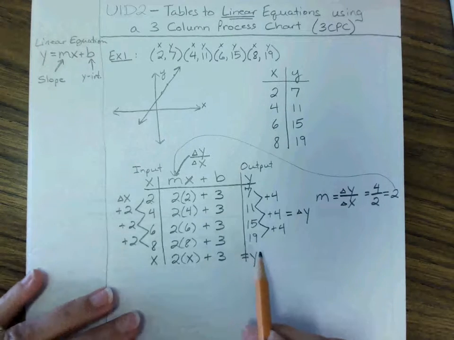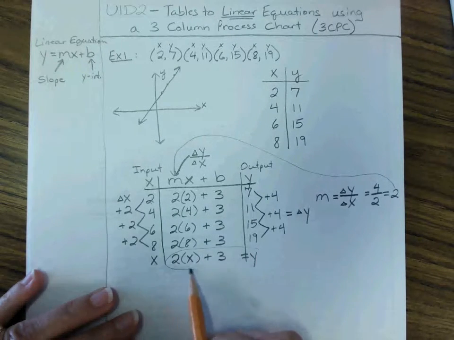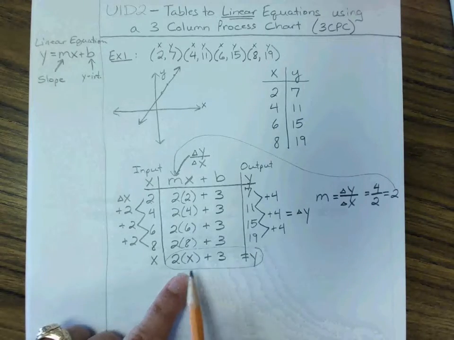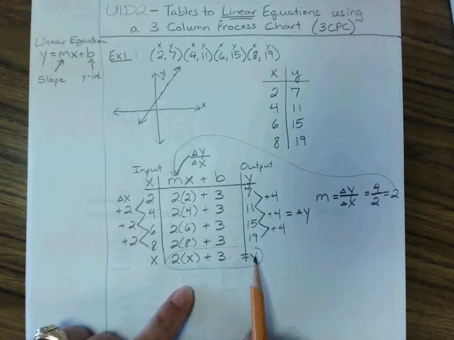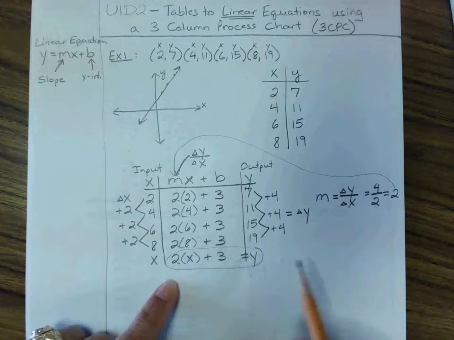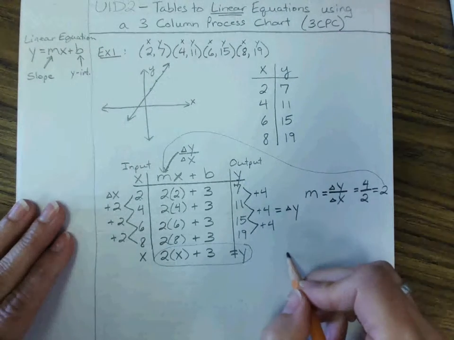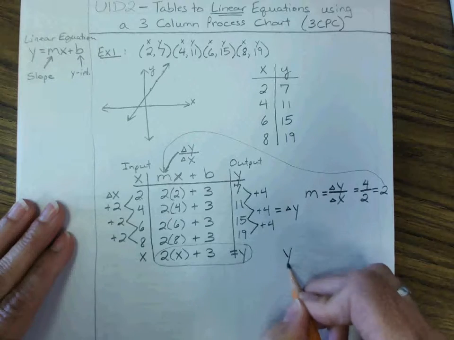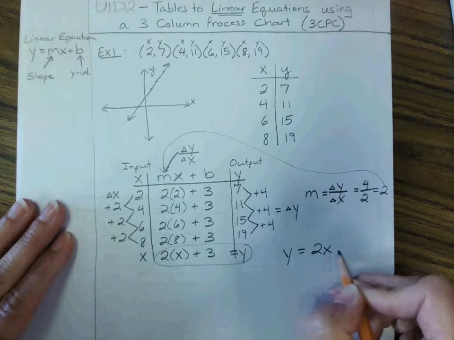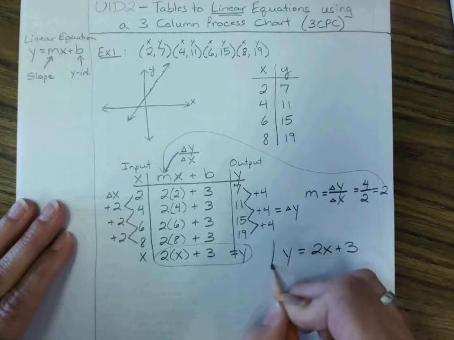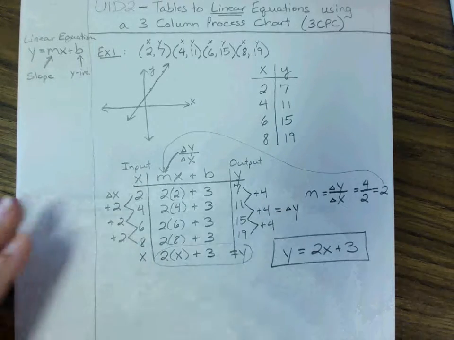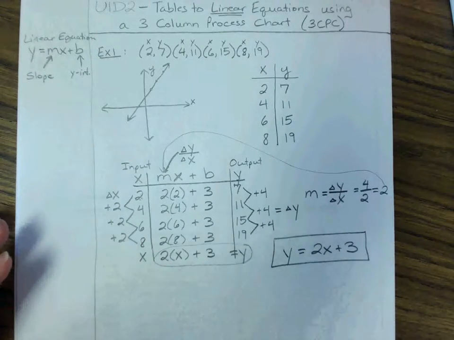Okay, so I'm going to take this part right here, and I'm just going to turn it around. My equation is, if I read it backwards, y equals 2x plus 3. So I'm just going to write the equation here that we found. My linear equation for those points is y equals 2x plus 3. That is my equation that I was looking for. Okay, that is my linear equation.